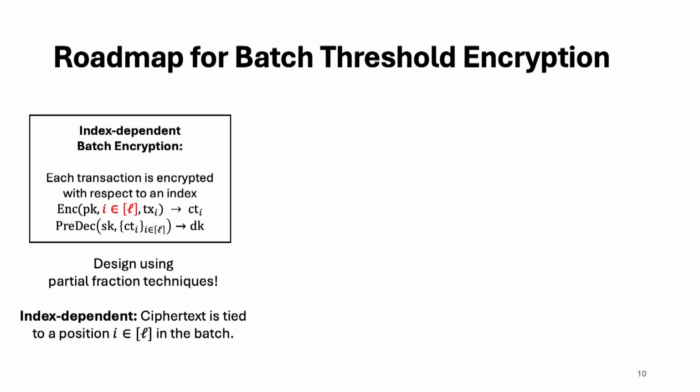The second simplification is that it's index-dependent, meaning when you're encrypting your transaction, you specify an index from 1 to L and encrypt your transaction to that specific index. When a decryption key has to be published, it needs to be published for a batch of transactions where each transaction was encrypted to a different index. So we do not allow index collisions in this batch. That's a weaker object than batch threshold encryption.